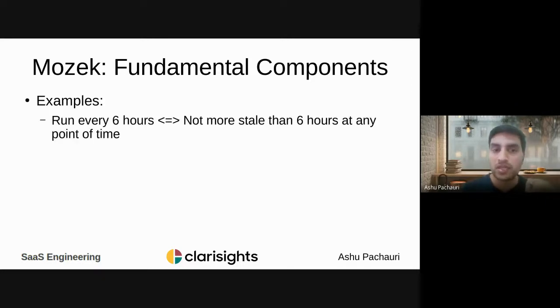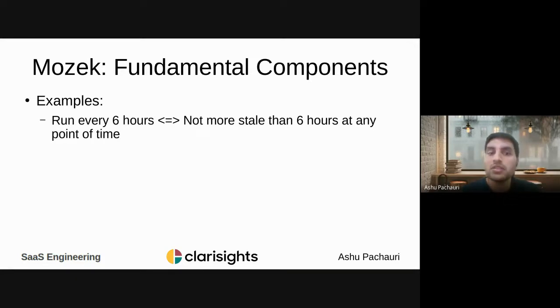So let me give an example of a rule here. Usually for pipelines, you would specify run every 6 hours. But this is not what we would specify in Mozek. What we would actually specify as a rule would be that for a certain piece of data, which is identified by these split attributes that I was talking about earlier, the data is never more stale than 6 hours at any point of time.